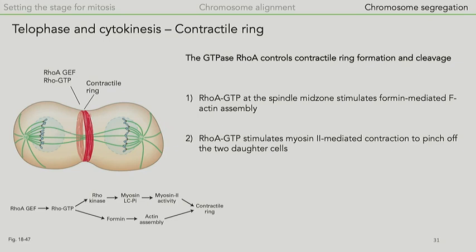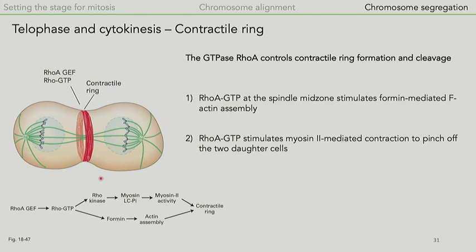Assembly of this actin structure is dependent on a GTPase called RhoA. So we talked about Rho GTPases when we talked about cell migration. But in this case, RhoA is going to stimulate formin-mediated actin nucleation. As a reminder, formin nucleates kind of long filaments of actin. So in this case, these long filaments are around the periphery of the cell in this ring structure.